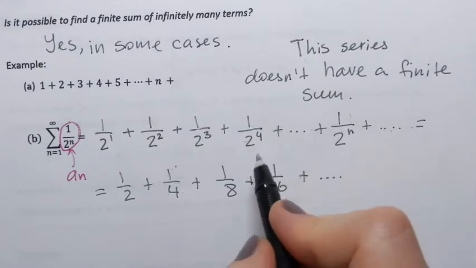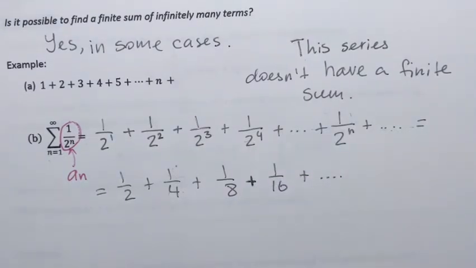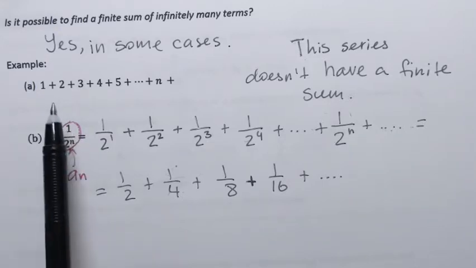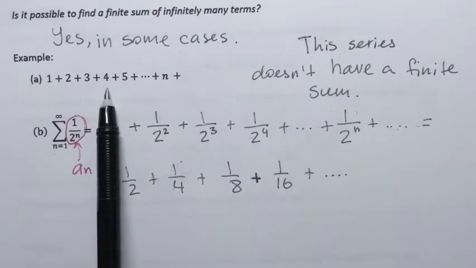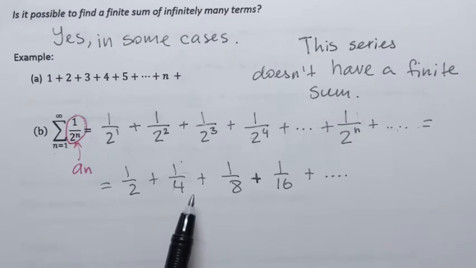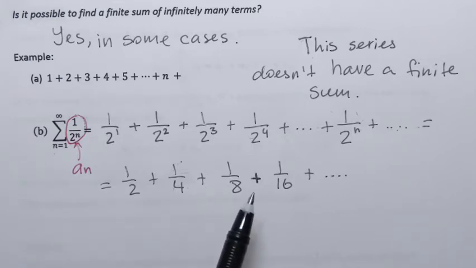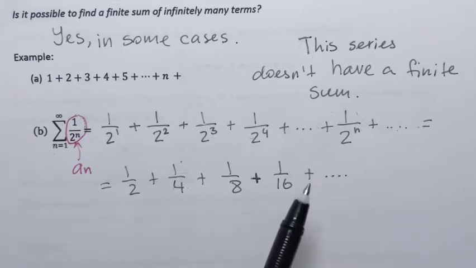So what do you think? If we add infinitely many fractions like that, are we going to get a finite sum? Is it going to be equal to some number? At least what we can observe here is that we keep adding. So in the first example, we kept adding a larger and larger number every time. And this time we're adding a smaller and smaller number, right? So 1/4 is less than 1/2. And then 1/8 is less than 1/4. So we keep adding smaller and smaller and smaller numbers.